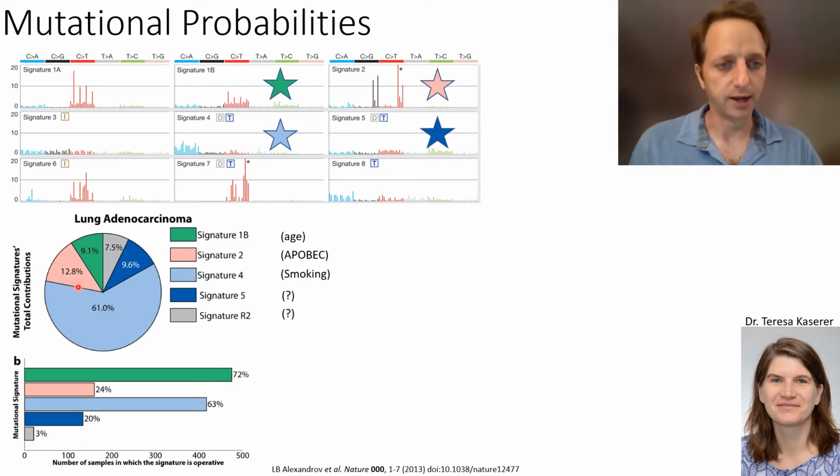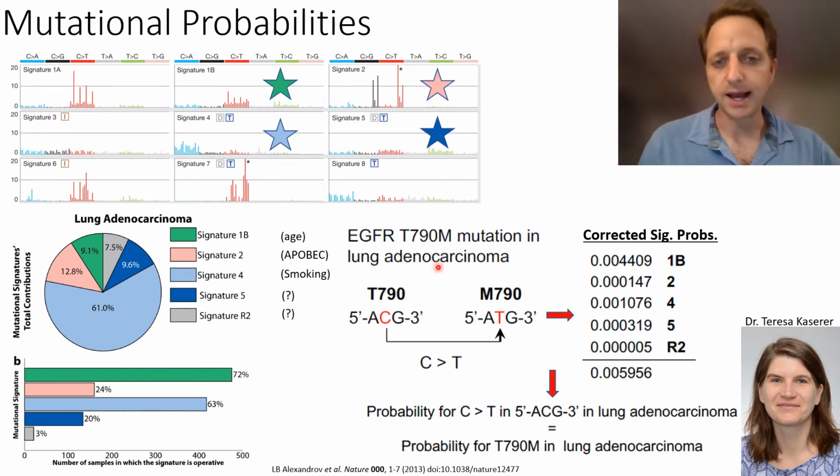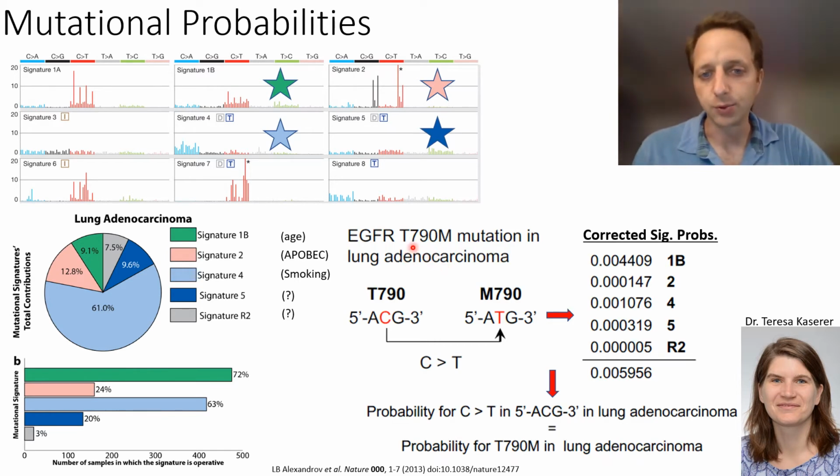Another signature in lung adenocarcinoma is this pink one, which is signature 2, and it's been associated with APOBEC activity. And this signature has a lot of C to G and C to T mutations. We use this data to be able to ask questions like, what's the probability that threonine 790 will mutate to methionine in lung adenocarcinoma? Well, that's equivalent to asking the question, what's the probability that this base C will mutate to base T in this particular sequence context? To get at that, we compute the probability of that mutation occurring in each of the different signatures, add them together, and then come up with a single number that is the mutational probability prediction.